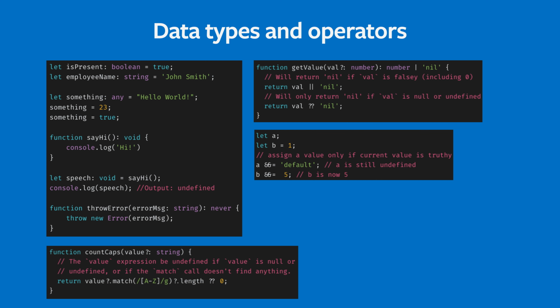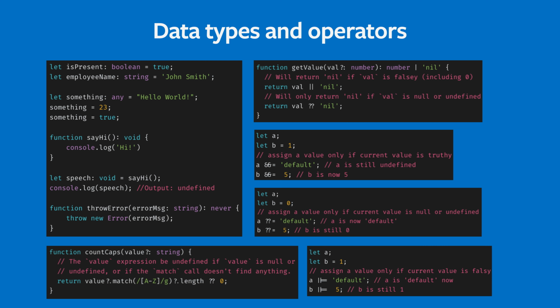Another interesting question relates to this assignment statement. There are 3 examples. The first one is the double ampersand. If we set 2 variables, a set to nothing and b set to 1, and after that we try to assign new values to a and b using the statement with double ampersand equal, then we will assign a new value only if the current value is truthy. So it should be non-zero, not false, not undefined, and so on.